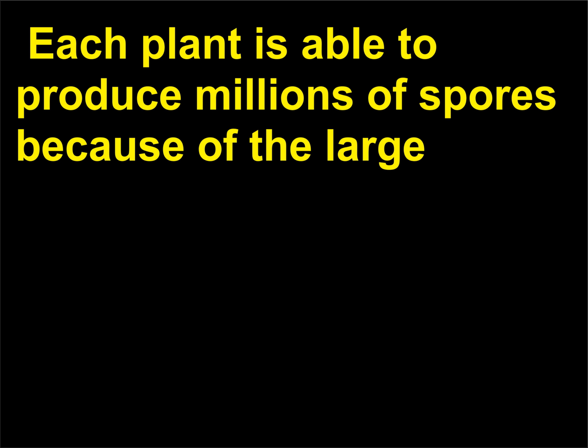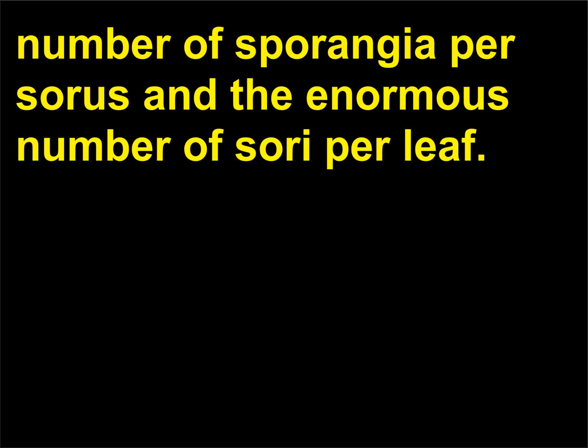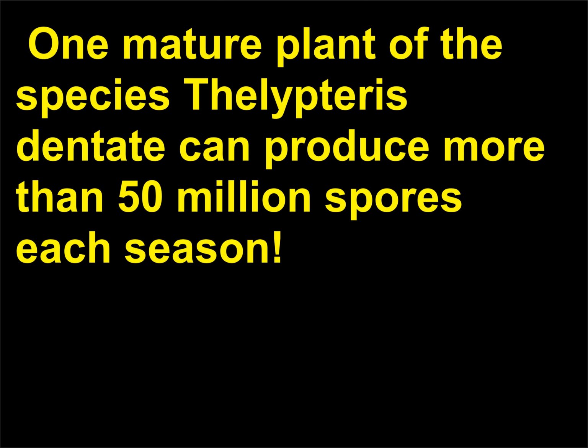Each plant is able to produce millions of spores because of the large number of sporangia per sorus and the enormous number of sori per leaf. One mature plant of the species Thelypteris dentata can produce more than 50 million spores each season.